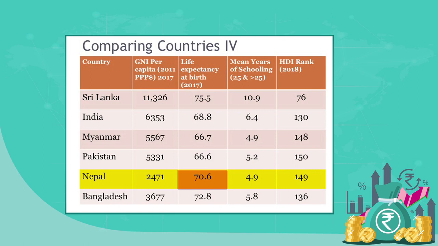And if you look at the per capita income, look at the per capita income of India. India is 6,353. Okay, and if you look at Myanmar, it is 567. If you look at the Nepal figures, the per capita income is very low, 2,471 PPP dollars. Okay, don't worry about these PPP dollars. You take it as the per capita income of the state or the country actually. So it has the lowest per capita income.